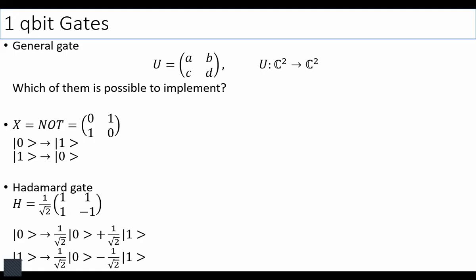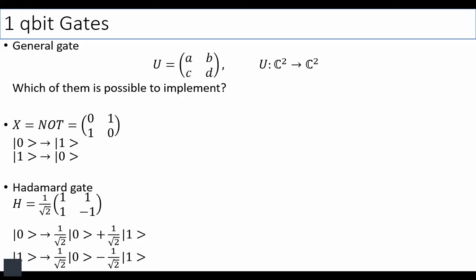And I forgot to write this on the presentation, but both of them satisfy an important property: if you apply X two times, X of X, you will get the identity, so you will get the same state. And the same is true for Hadamard, because we can make a calculation. So let us do it on the blackboard.